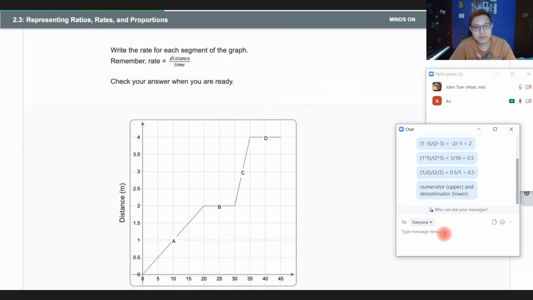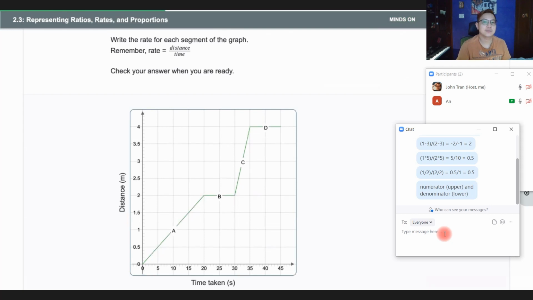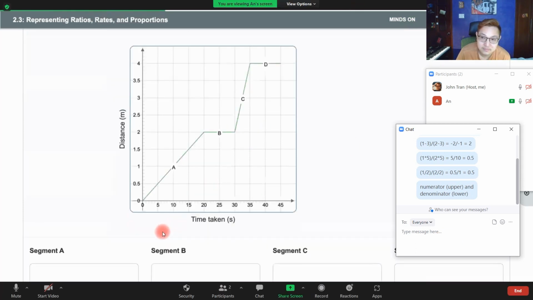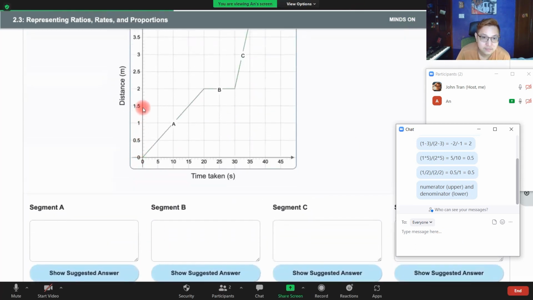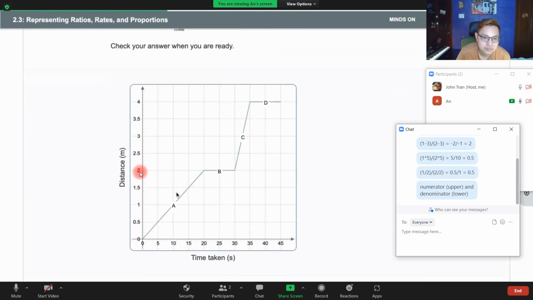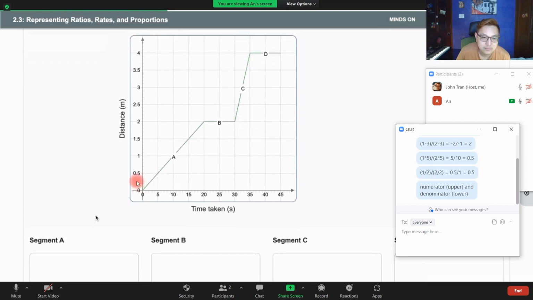And this is like, write the rate of each segment of a graph. It's like a physics lesson, when you have to look at the graph and see what the rate is: distance divided by time. So segment A shows that it takes 10 seconds to reach 1 meter.